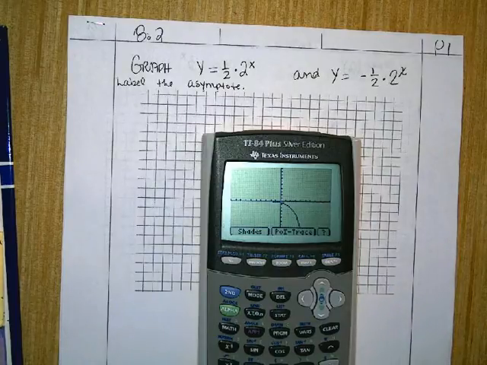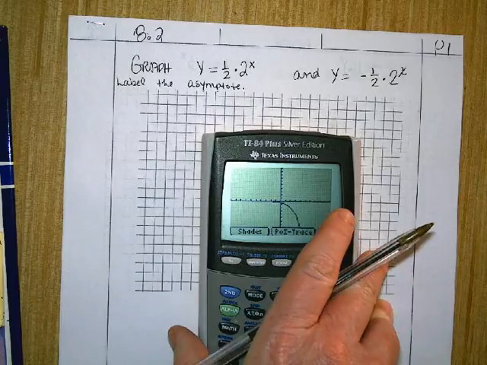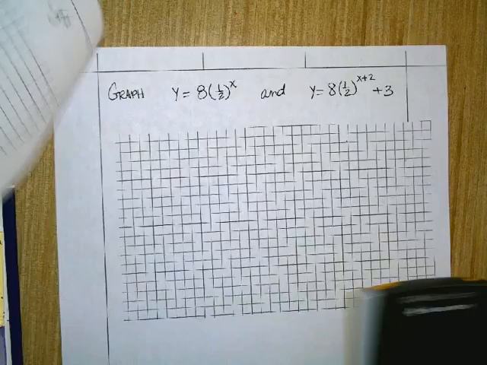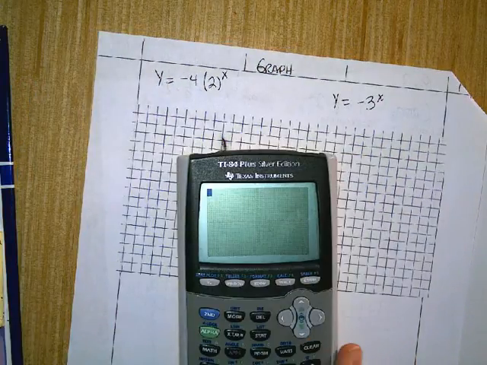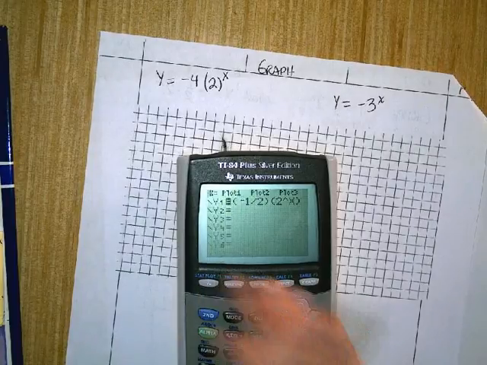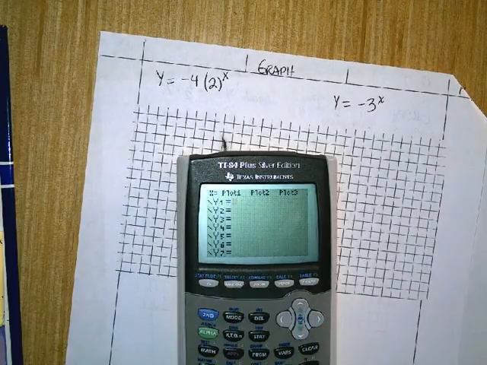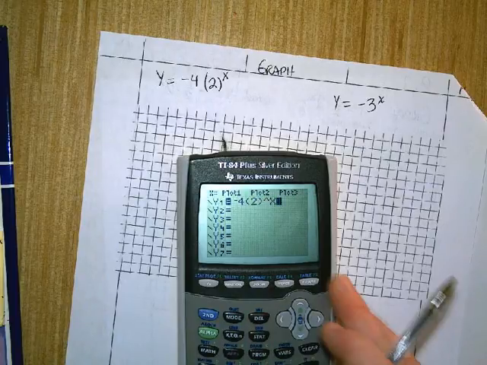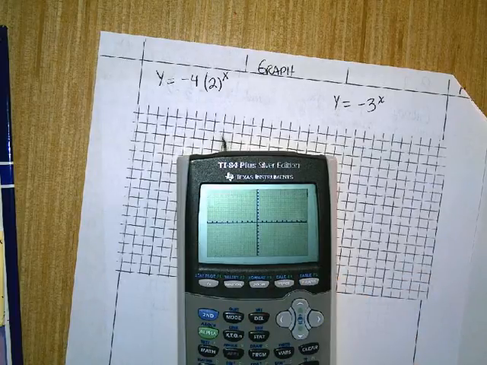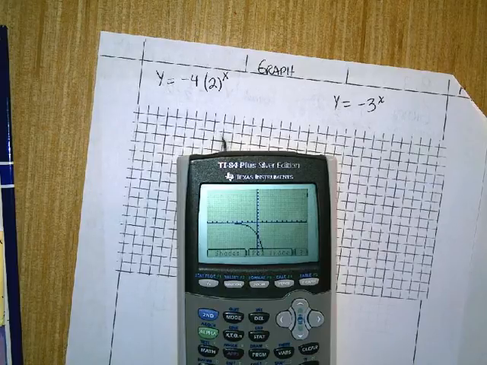Okay? Do y'all have any questions about how to graph and label asymptotes? We good? Go to the next page. Y equals, and it's negative 4 times 2 to the x. What did that do to our graph?